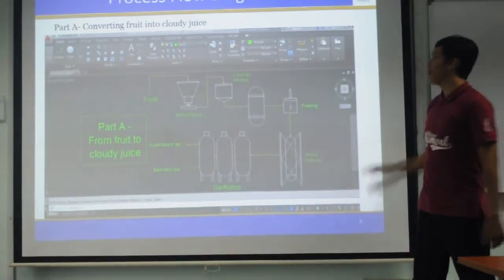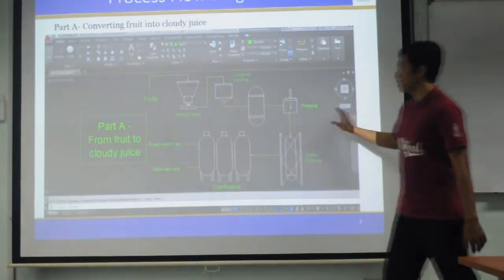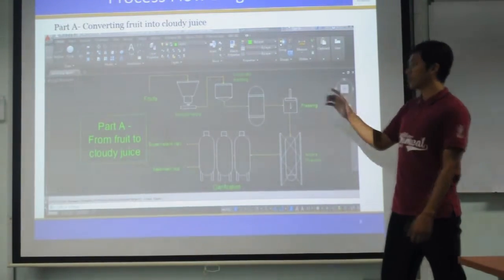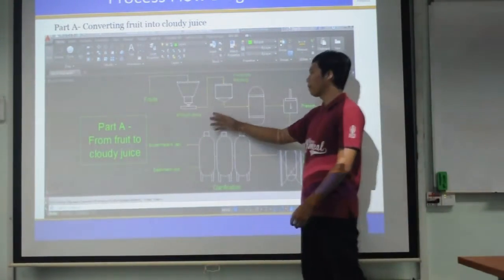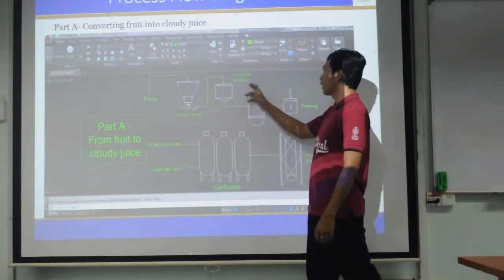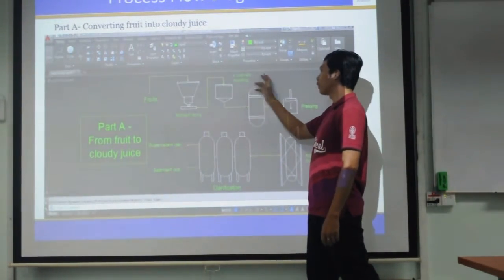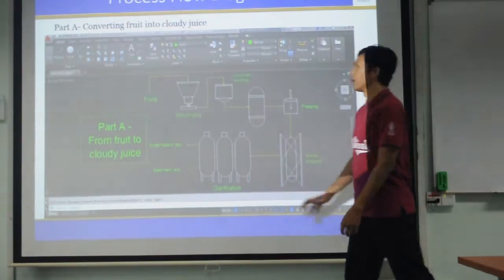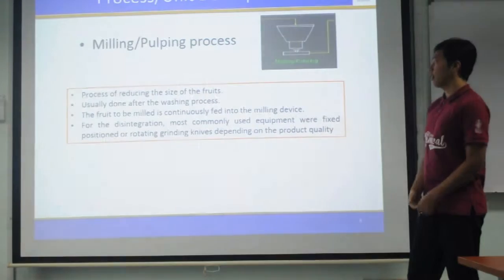My name is Muhammad Farhan, and today I would like to present about the process flow diagram. Based on this flow diagram, these are basically the routes the fruits will go through. Firstly, the fruits go to the milling and pulping process, and after that they undergo enzymatic meshing, pressing, aroma stripping, and lastly, clarification. So moving to the next slide.